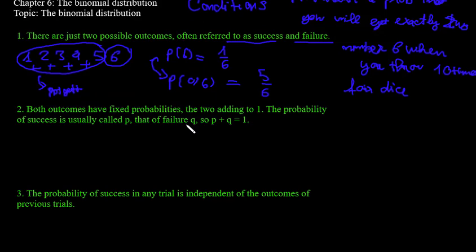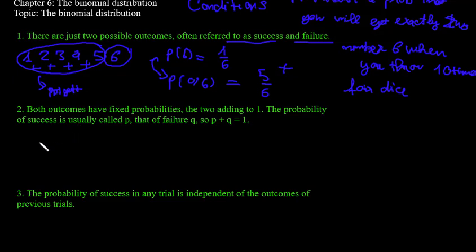The second condition is that both outcomes have fixed probabilities adding up to 1. The probability of success is usually called p, and the failure q, and p plus q is equal to 1. You can see from this question, here is our probability of success and here is our probability of failure. These two must add up to 1 because the sum of probabilities is always 1.